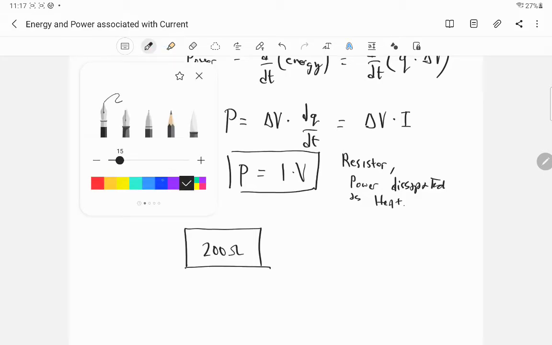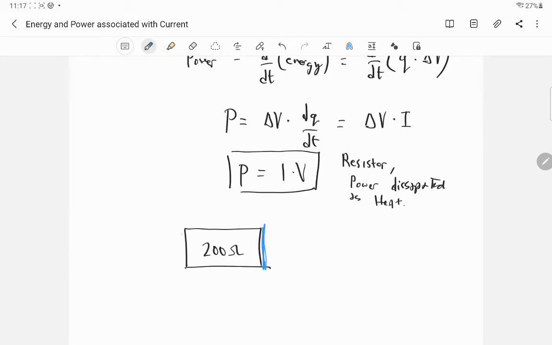And let's say the high conductor side is at 10 volts, and the low conductor side is, let's just make it easy, 0. So 10 volts minus 0 volts is a potential difference of 10 volts. And if I have 10 volts across 200 ohms, I wonder what the current is.